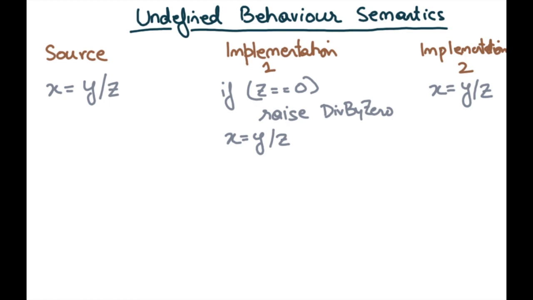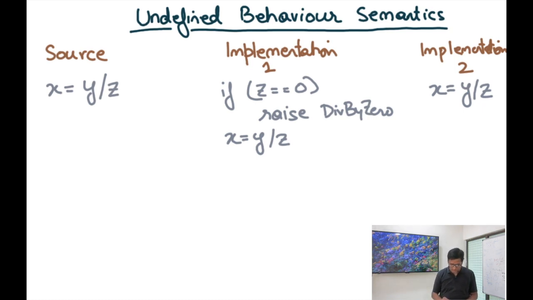So I'm going to talk about undefined behavior semantics in programming languages, and why we need undefined behavior semantics in programming languages. Let's look at this example. On the left-hand column I am using an expression in a programming language, which you can also call a high-level programming language. An example of a programming language is the C programming language. So I can have an expression which says x equals y by z.